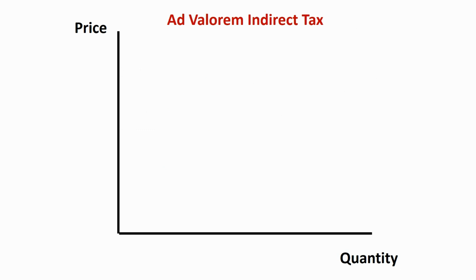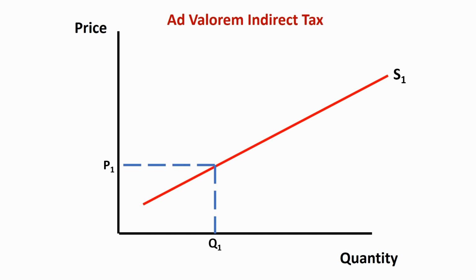An ad valorem indirect tax is applied in a slightly different way. It's applied as a percentage of the market price rather than as a fixed monetary value. We'll begin again with a standard supply curve. All this demonstrates is that as the price of a good or service rises in the market, then all other things being held equal, particularly the cost of production, firms are willing to supply more of that particular good or service because they are incentivized by the higher profits on offer. Now imagine that in this given market the price was at P1, and at that price firms are willing to supply quantity Q1 to the market.